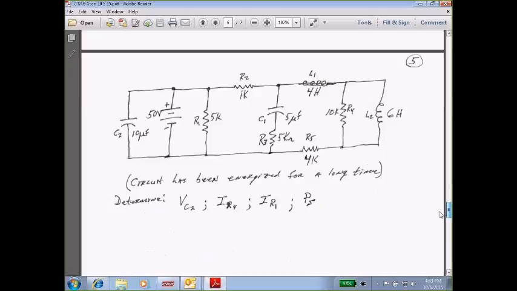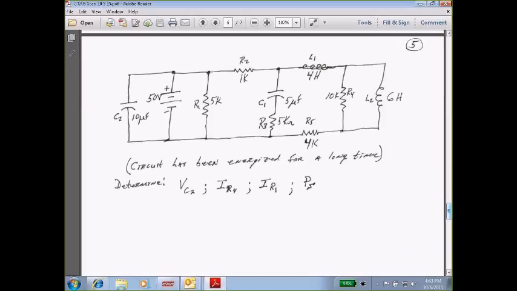Now let's look at another circuit. A little bit bigger. This one, I put the circuit has been energized for a long time. With that, we would assume a long time means more than 5 time constants, because time constants is usually going to be measured in seconds or milliseconds. So we are looking at it at a steady state condition. The caps are fully charged. The inductors are now acting as a short. The capacitors are now acting as an open circuit.